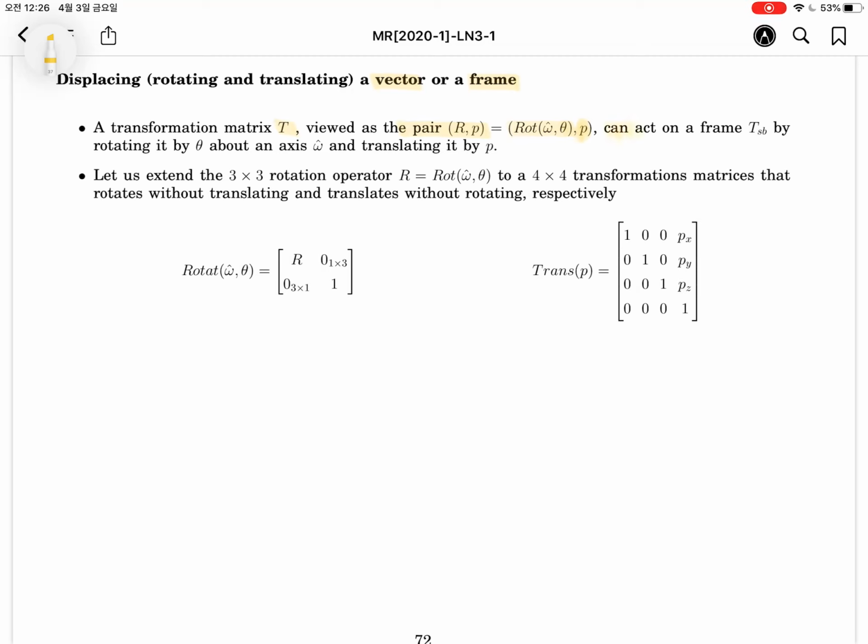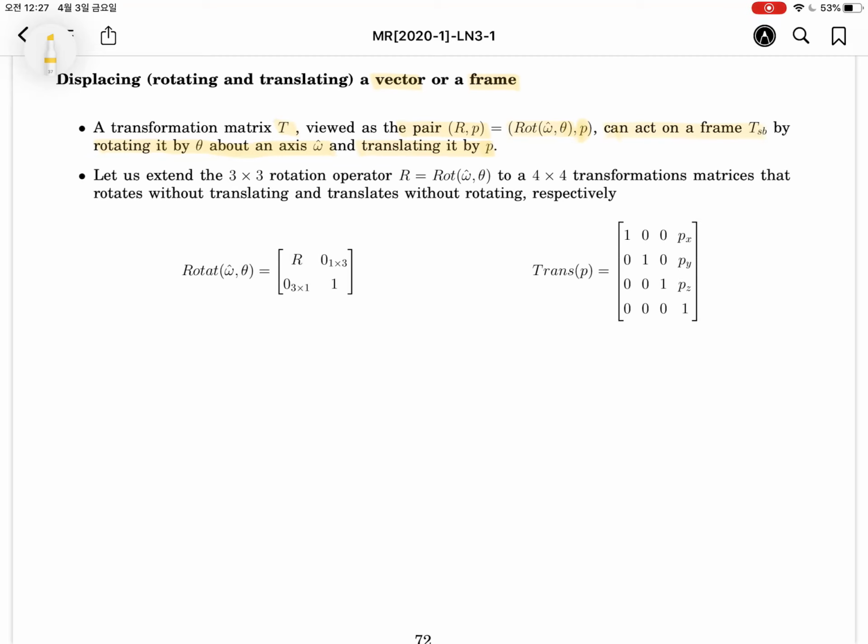This RP can act on the frame TSB by rotating it by theta about the axis omega hat and translating it by P. Okay, this interpretation is about the operator function of a transformation.